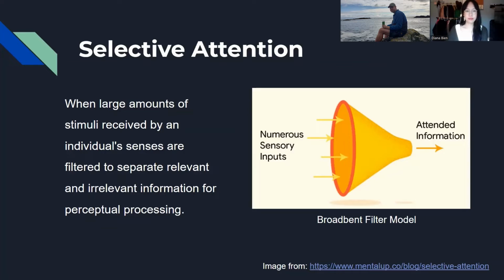A limitation of the selective attention process is that we can filter out important information during the screening process. This is because we base our screening on what we expect to see rather than what is actually occurring.